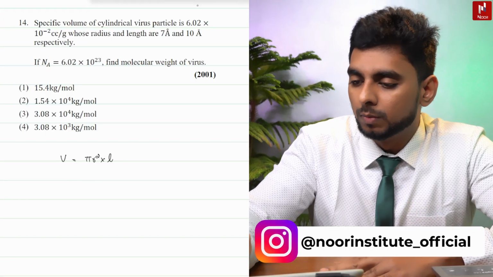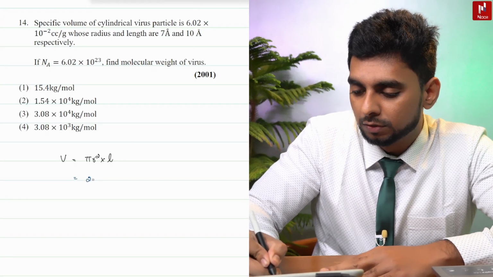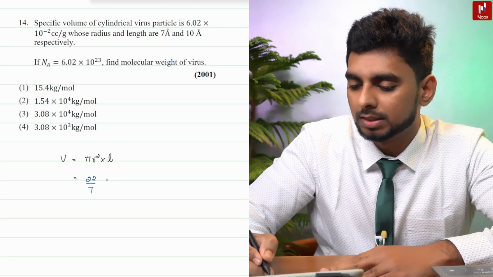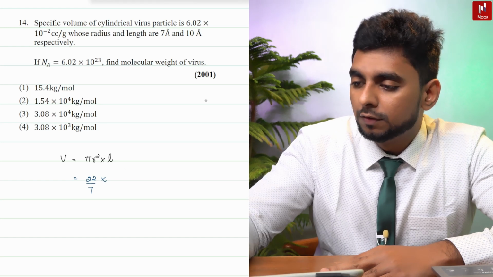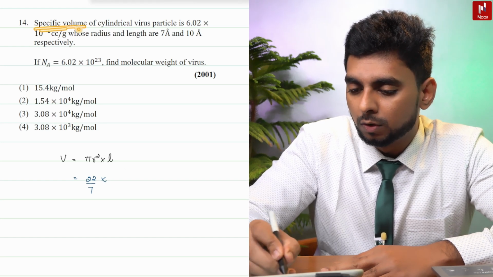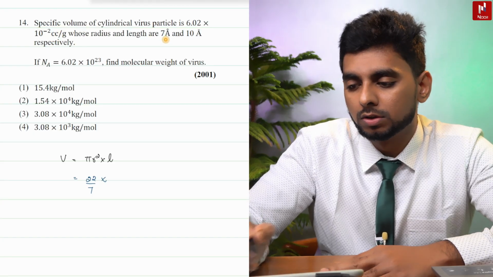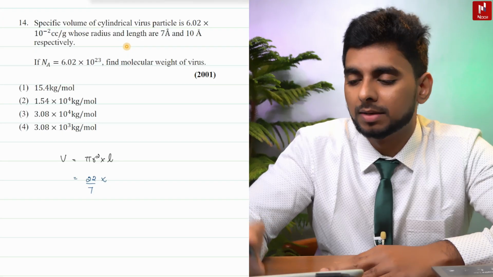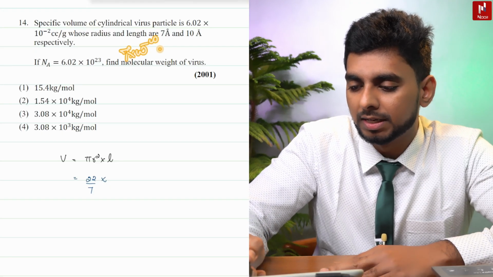If I do the solving, instead of pi, let me substitute 22 by 7, because you do have 7 in the radius, so that will get cancelled out. 22 by 7 into radius squared. If you look at the specific volume over here, they have given it in centimeter cube. Therefore here also, instead of changing this to meter, I'll change it to centimeter. If it was in meter, it would be 7 into 10 power minus 10 meter, isn't it?